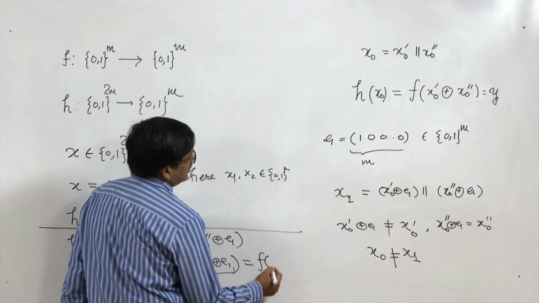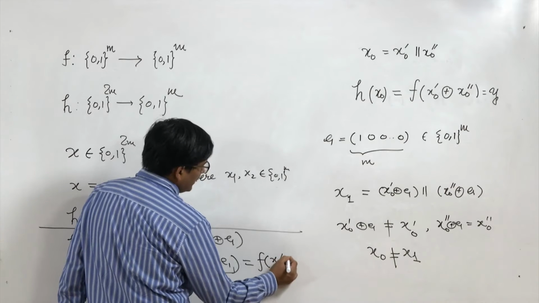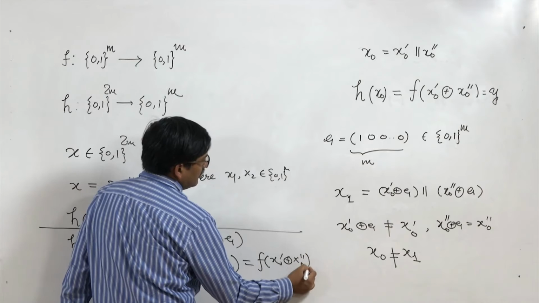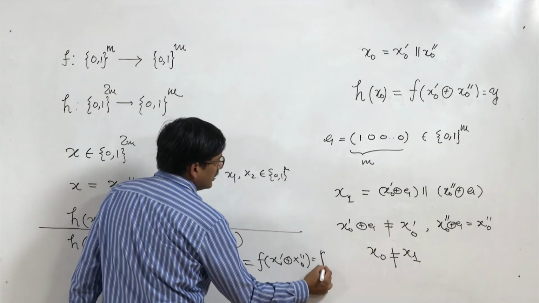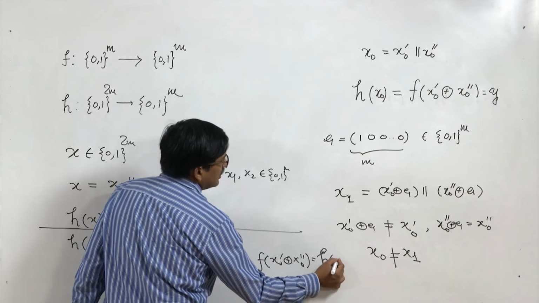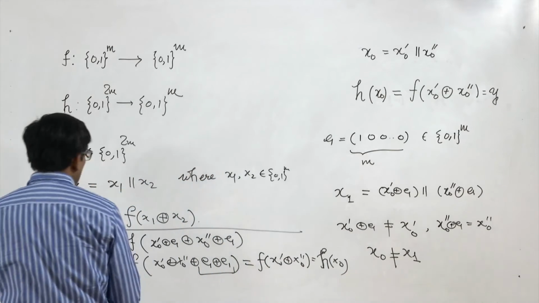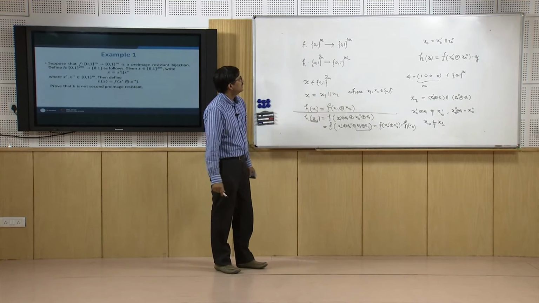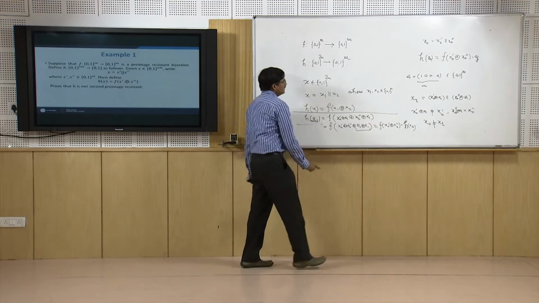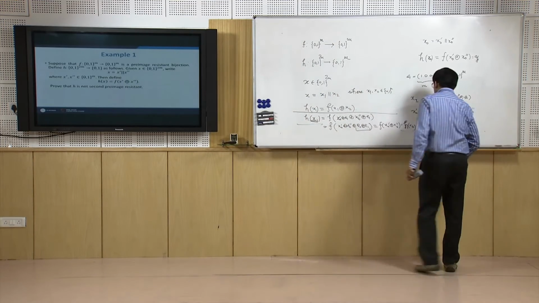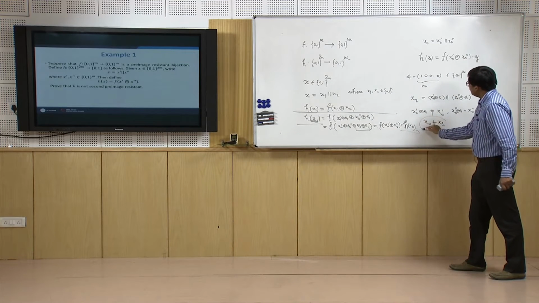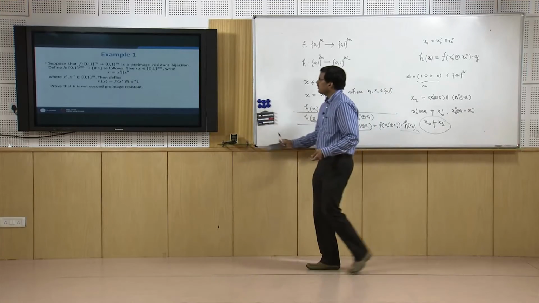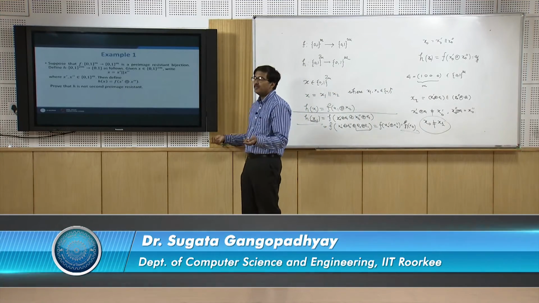f of x0' plus x0'', which is equal to h of x0. Thus, we see that we have obtained another point x1 such that h of x1 is equal to h of x0, but x1 is not equal to x0. Thus, we have obtained a collision, a second preimage.